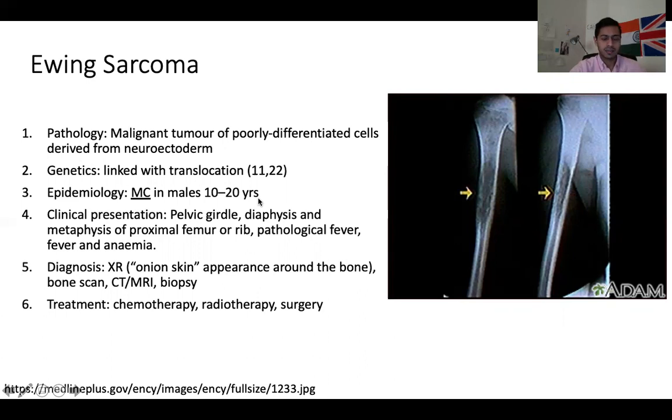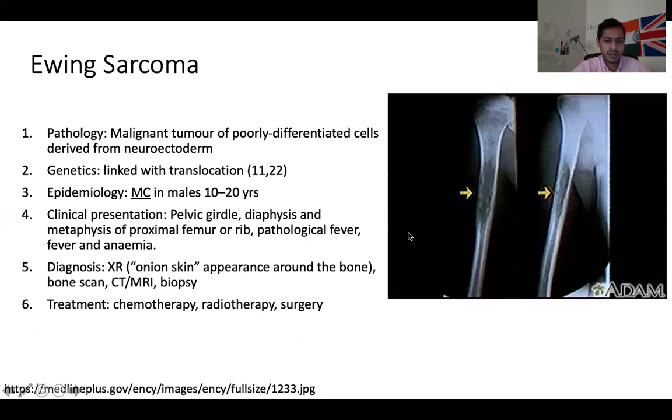And it tends to affect the pelvic girdle and then the diaphysis and the metaphysis of bones, usually the proximal femur or the rib, but in this case, this is the radius. A very cachectic patient, I might add. Pathological fractures, not fevers. Sorry about this typo. And fevers and anemias because it's a malignant cancer, obviously.